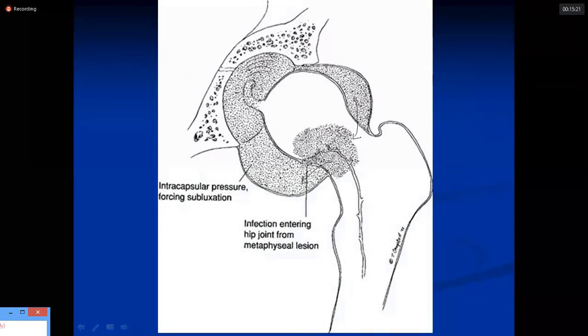These areas are the hip joint, the shoulder joint, the proximal radioulnar joint, and the distal tibiofibular joint. So hip, shoulder, in the elbow the proximal radioulnar joint, and in the ankle the distal tibiofibular joint. These are the four areas in which infection from the metaphyseal region can easily go into the joint, or infection from the joint can easily come into the metaphyseal region. Okay.